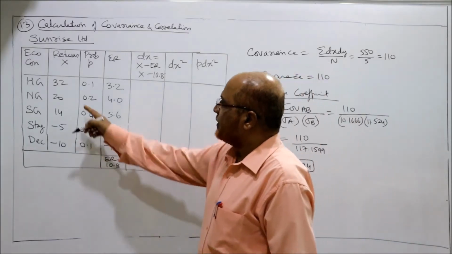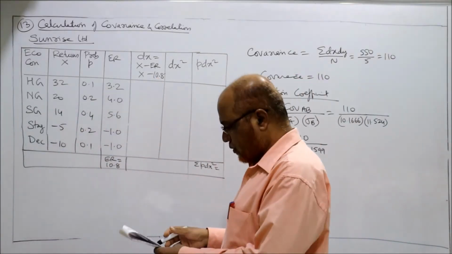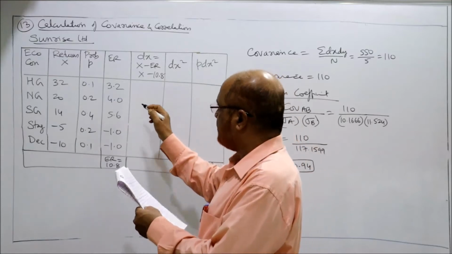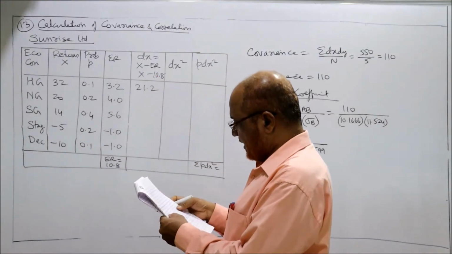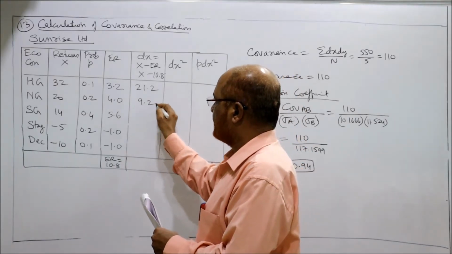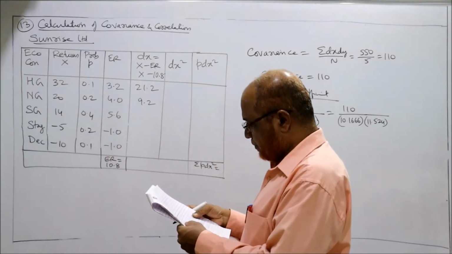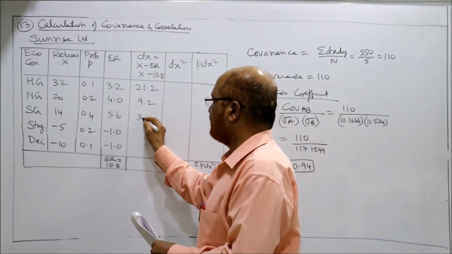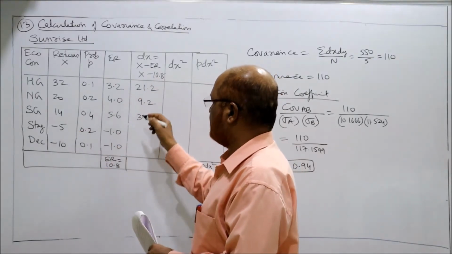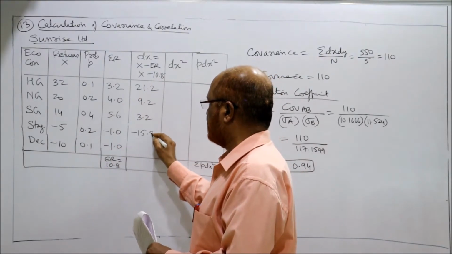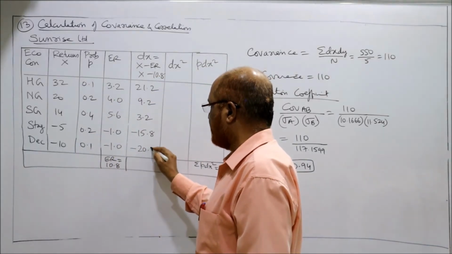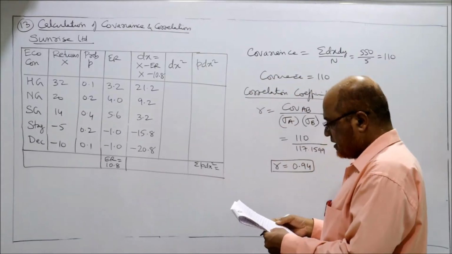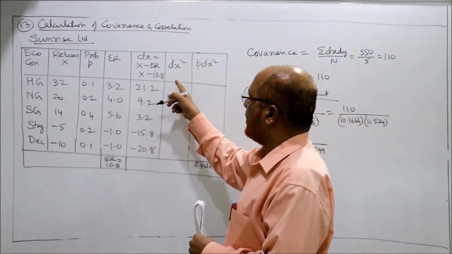Now subtract 32 minus 10.8, you will get 21.2. 20 minus 10.8, you will get 9.2. 14 minus 10.8, you will get 3.2. Minus 5 minus 10.8, minus 15.8. Minus 10 minus 10.8, minus 20.8. Right? Now you square, dx square.